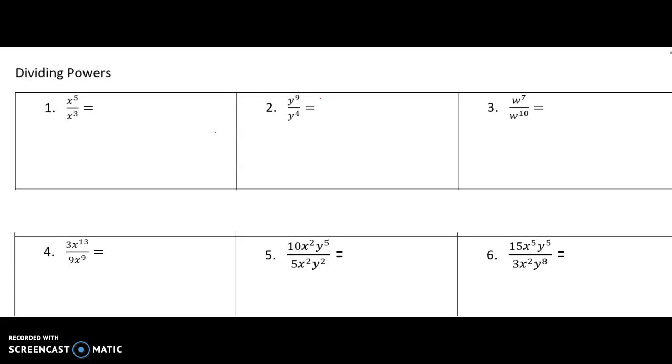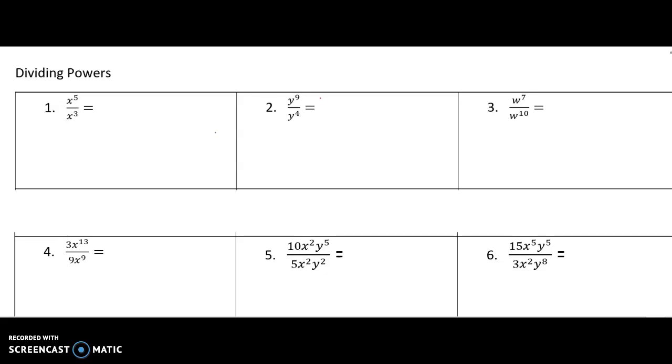Today we're going to be dividing powers. I encourage you to copy down the notes and do all the examples on here because, again, we're practicing learning on our own, so it is important to always get as much practice as we can and try all the examples up here. So let's go ahead and start with number 1.